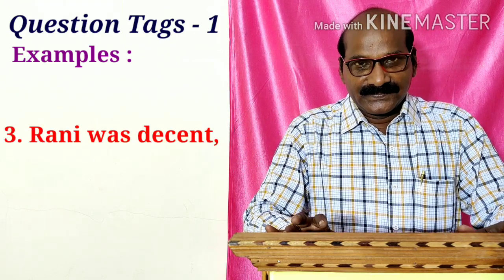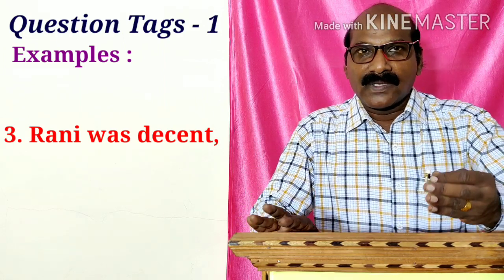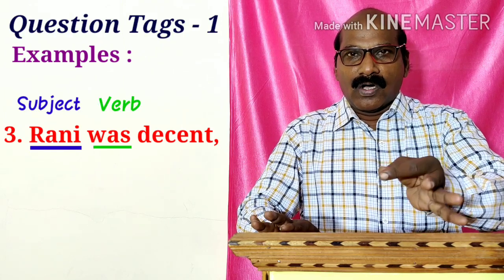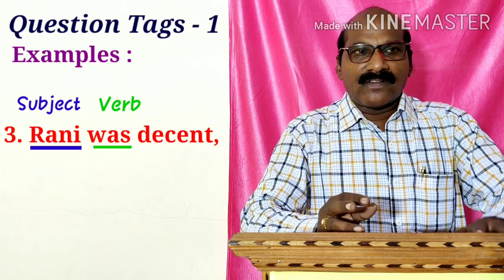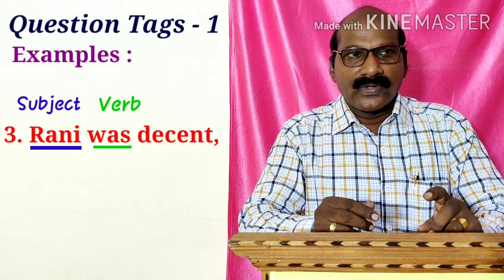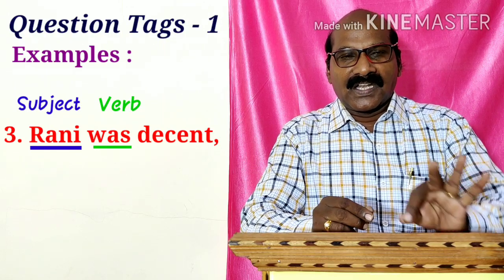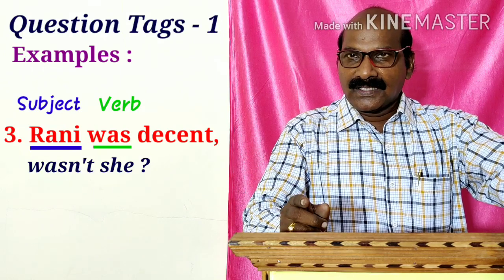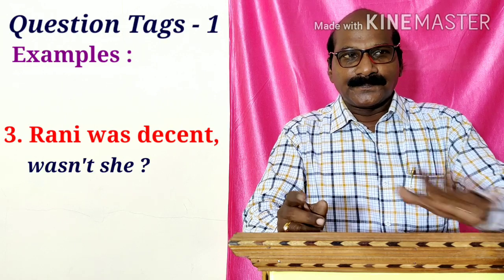Next, Rani was decent. This is the positive statement. This positive statement has a negative tag. Rani is the subject, was is the verb. We have to begin the question tag with the helping verb, that is was. The statement is positive, so use the negative tag. Wasn't she? In place of the subject Rani, the right pronoun is she.